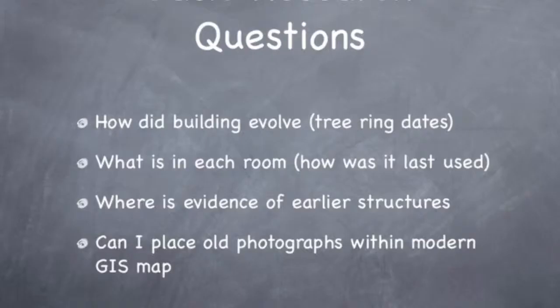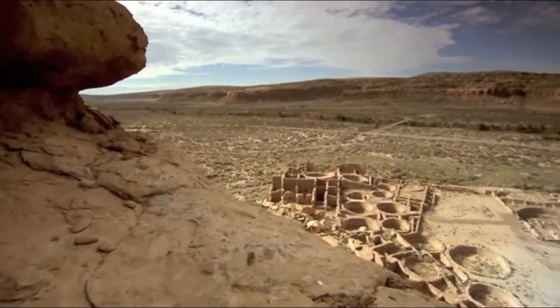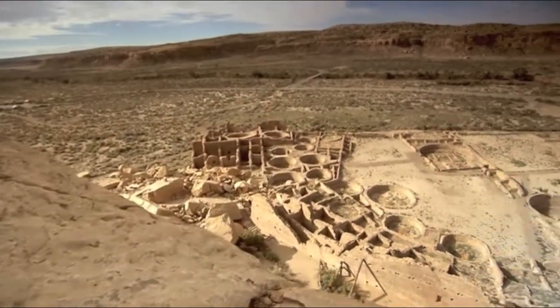But these are some of my main questions. How did these buildings evolve? What was in each room? Was there evidence of earlier structures? And can I use those photographs? I'm just not quite sure how GIS works to really incorporate uncertainty. So that's what I'm really looking at at this point, and I'd really appreciate any help in learning about this building.